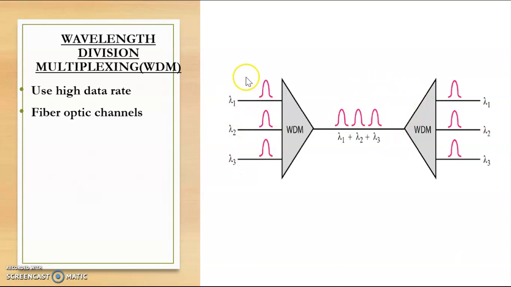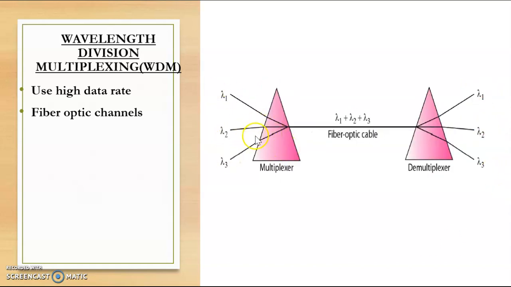Consider there are three optical signals having wavelengths λ1, λ2 and λ3. They will be multiplexed using wavelength division multiplexing and sent through one link, and at the receiver side, using a demultiplexer, they will be separated again into wavelengths λ1, λ2 and λ3. This combining or multiplexing at the sender side and splitting or demultiplexing at the receiver side is done with the help of a prism.